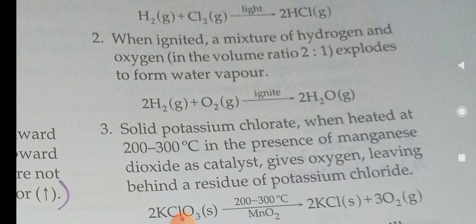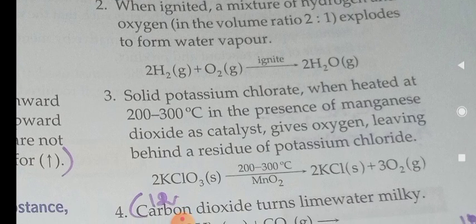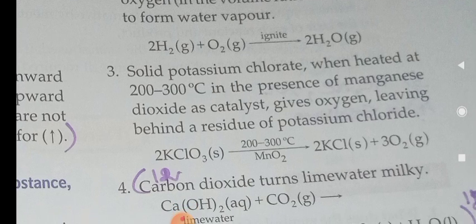Second one: when ignited, a mixture of hydrogen and oxygen in the volume ratio 2:1 explodes to form water vapor. 2H2, that is hydrogen, is a gas, oxygen is also a gas, ignite. We are igniting, so we are mentioning that condition. That is what we first learned, we have to mention the condition and the catalyst. That is mentioned here. And that forms 2H2O. 2H2O again is a vapor, so it is a gas.